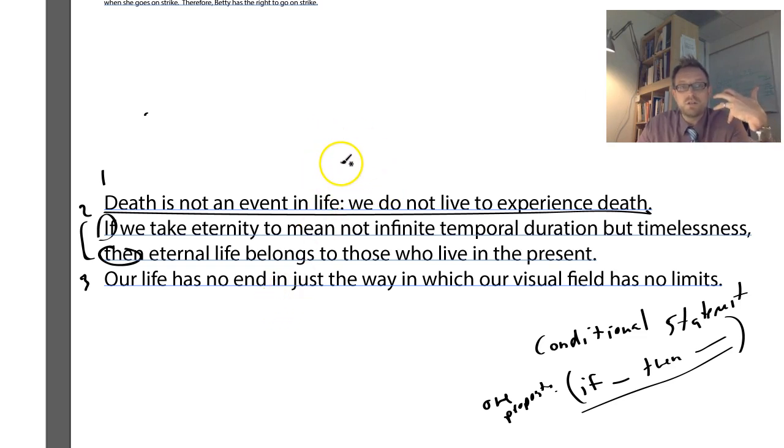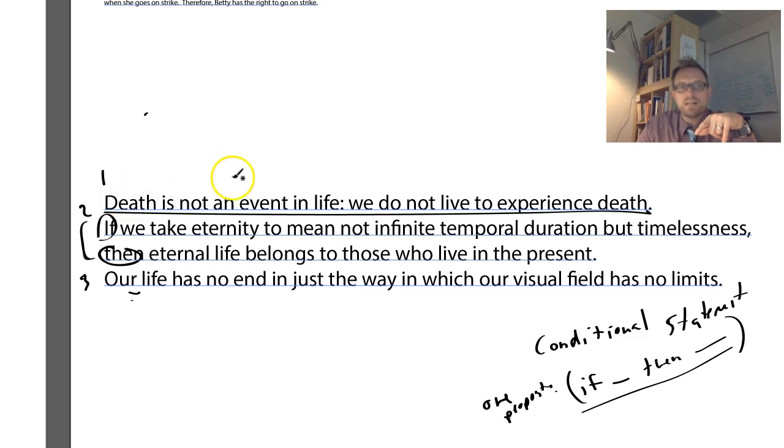I think they want you to think that death is not an event in life. We do not live to experience death. If we take eternity to mean not infinite temporal duration, but timelessness, then eternal life belongs to those who live in the present. Our life has no end in just the way in which our visual field has no limits. So number 3 is talking about death. Number 2 is qualifying what we mean by eternity.